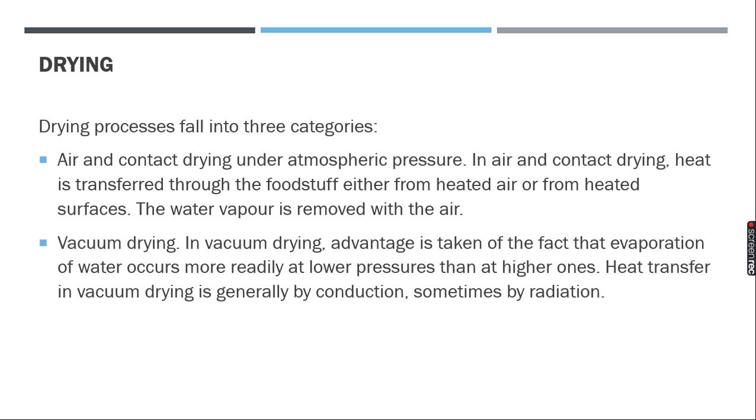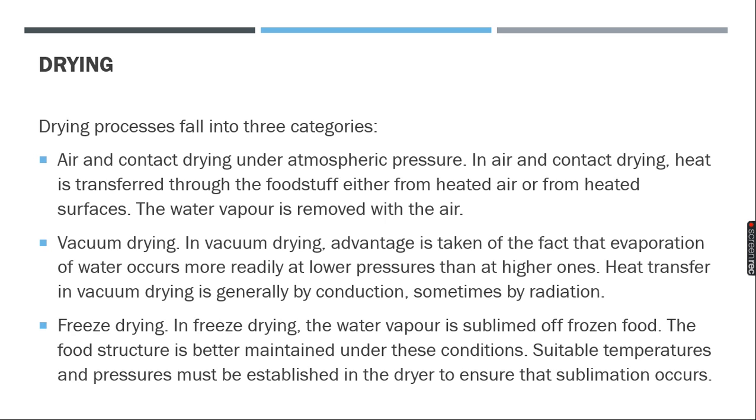The other kind of drying can be vacuum drying. Actually, in this case, heat is not directly being transferred, but vacuum is created. So low pressure causes removal of moisture, or water can be easily evaporated at a lower temperature. And when some amount of heat is required, it can be provided by radiation or conduction.